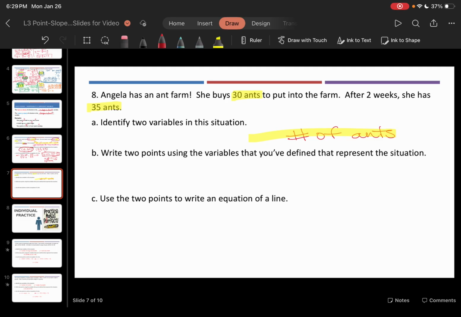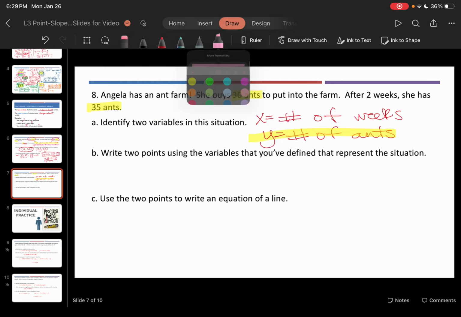The other information they give me is that after 2 weeks, so the number of weeks is going to be another variable. Which one affects the other? The number of weeks is affecting how many ants you have, because how many ants you have can't impact the number of weeks that have gone by, right? That doesn't make sense. So this is X, this is Y. And I'll highlight this pink. So 2 weeks, she has 35 ants, but I don't have another number of weeks.